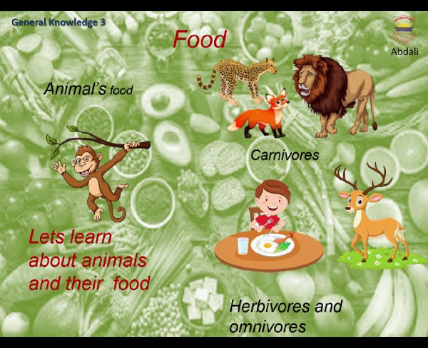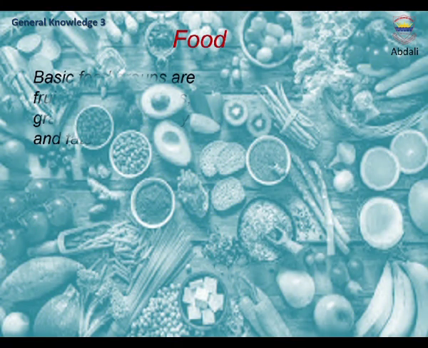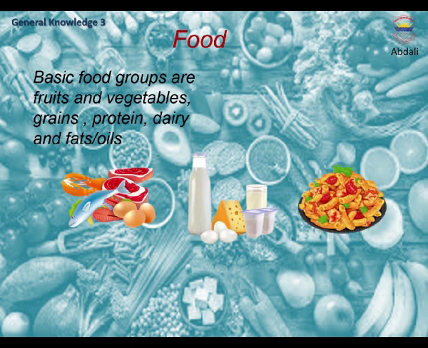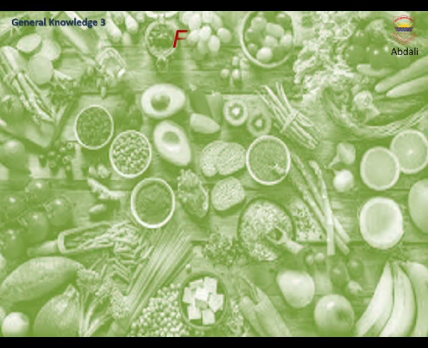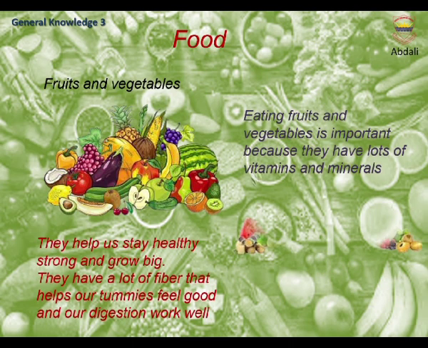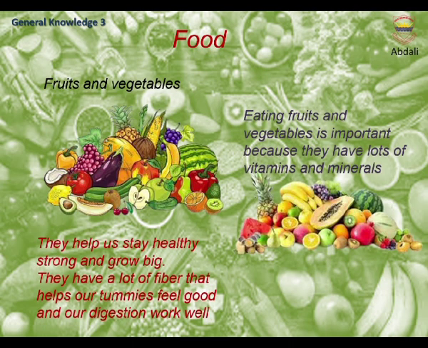Now that we know about different types of food, let's explore the basic food groups that make up a balanced diet. The basic food groups are fruits and vegetables, grains, protein, dairy, and fats/oils. Each group provides important nutrients that our bodies need to stay healthy and strong. Eating a variety of foods from each group is essential for a balanced diet. Let's have a look at the benefits of each of them.